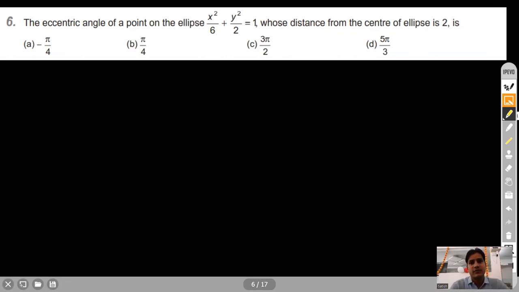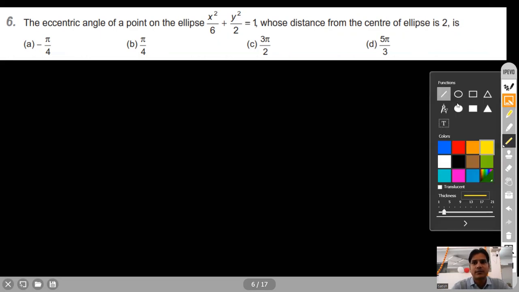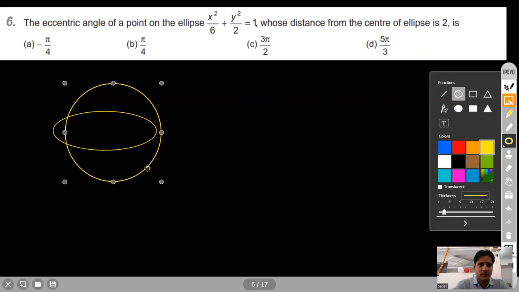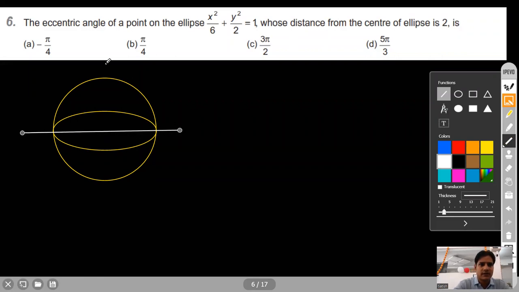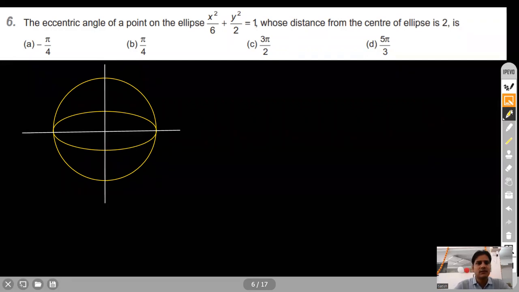Okay, eccentric angle of a point. So we have to draw a diagram for this. So let me say this is our ellipse, okay, and I will draw one auxiliary circle for this ellipse, right? So this is our auxiliary circle for this ellipse. Now I will also draw the axes of the ellipse, right? Now, there is one catch in this question, which I think many students make mistakes on. Okay, let me first write the names.